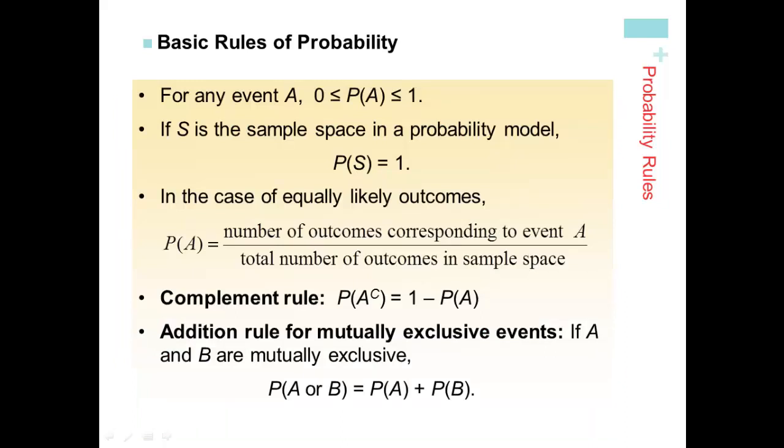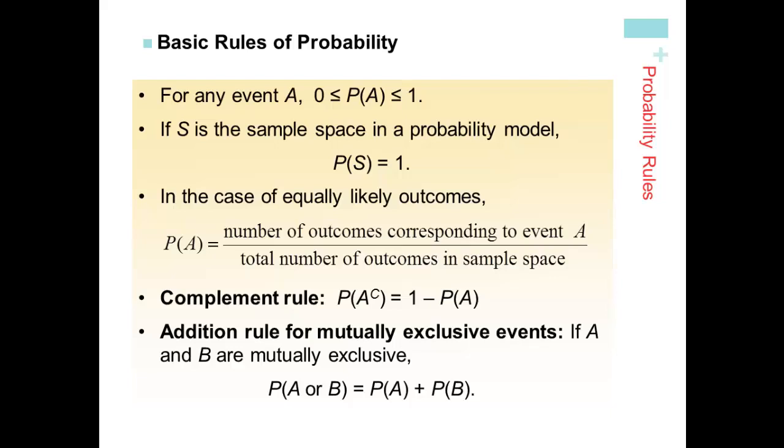In terms of notation, here is what our rules look like. The first one: for any event A, 0 must be less than or equal to the probability of A, which is less than or equal to 1. Again, the probability of any event must be between 0 and 1. The second one: if S is the sample space in the probability model, the probability of the sample space is equal to 1. That means all the sample outcomes added together must equal 1.